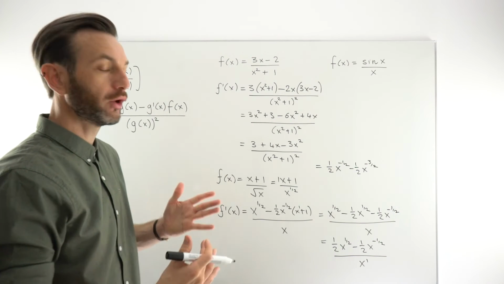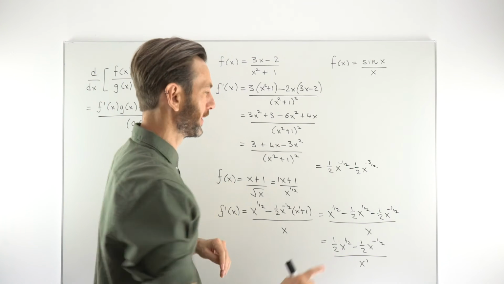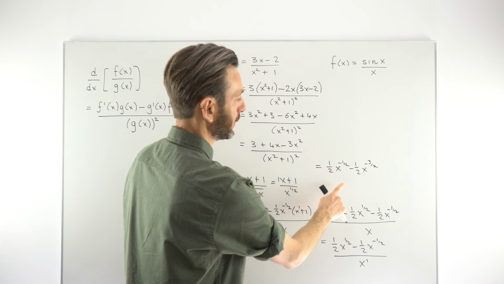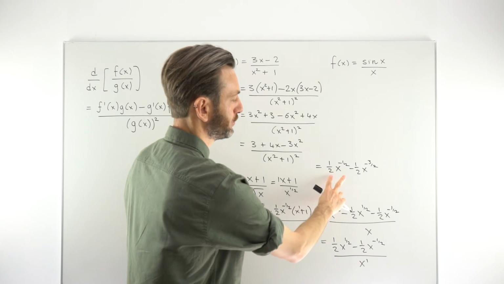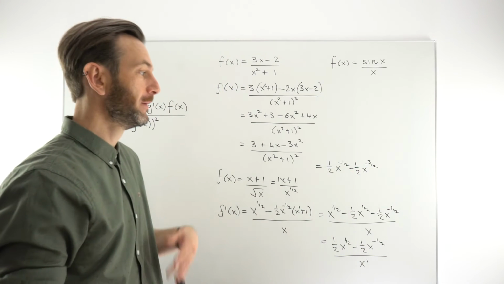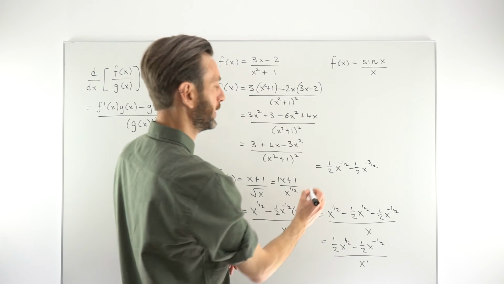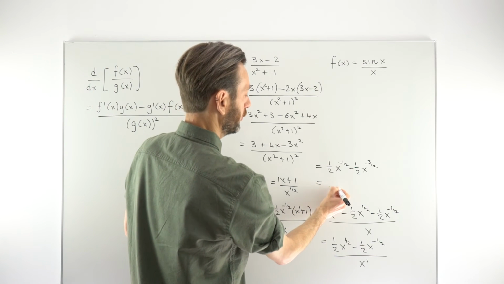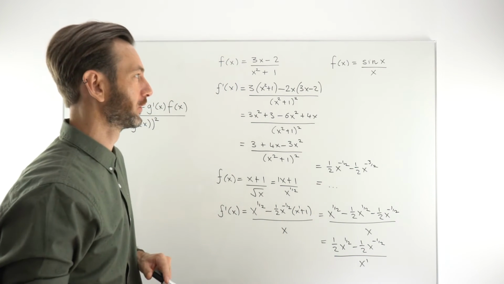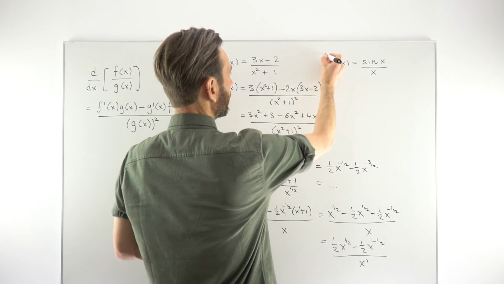Okay, could go a little bit further with this one, but I think we'll stop at this point. We could turn these into positive exponents. We could pull out a common factor of 1/2. So it could go a little further, but I think we get the point with the quotient rule. So I'll maybe just say dot, dot, dot for that one. You could go a little further there. Okay, let's have a look at the last guy here.